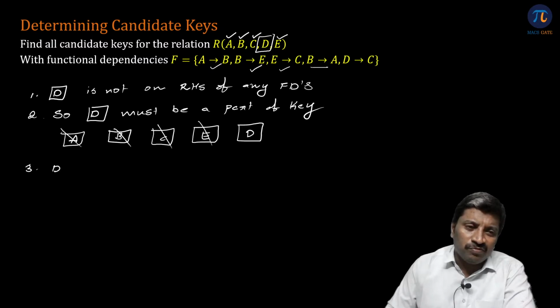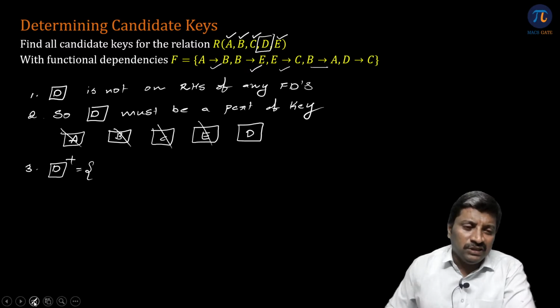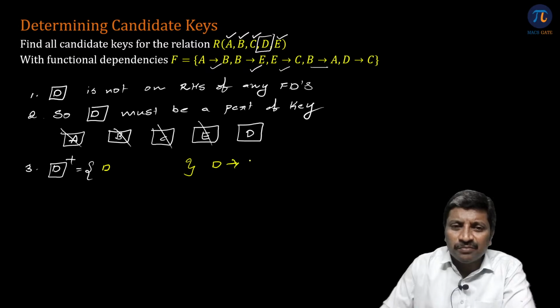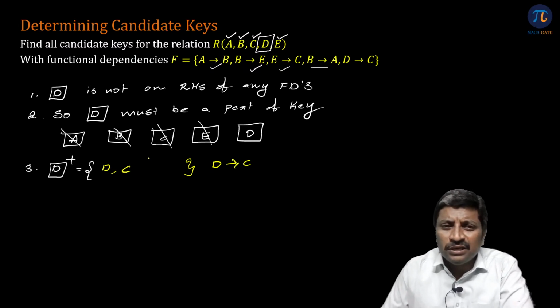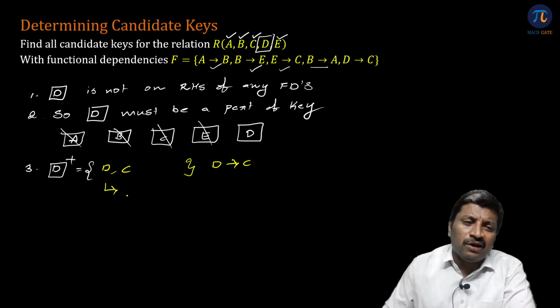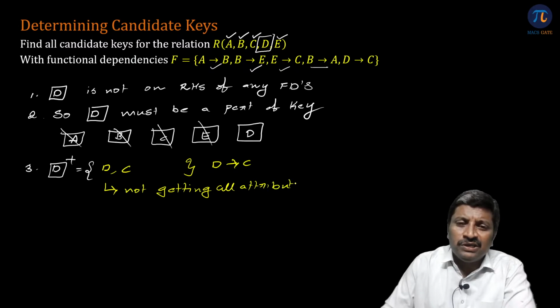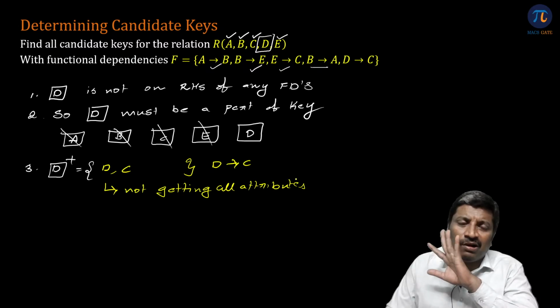Now the third step. What is D closure? In this case, what is D closure, sir? With the D, I can get D. Anything else? With the D, you can get C. Then with the C, I don't get anything. So we are not getting all attributes, sir. That means D on its own cannot derive all the attributes.